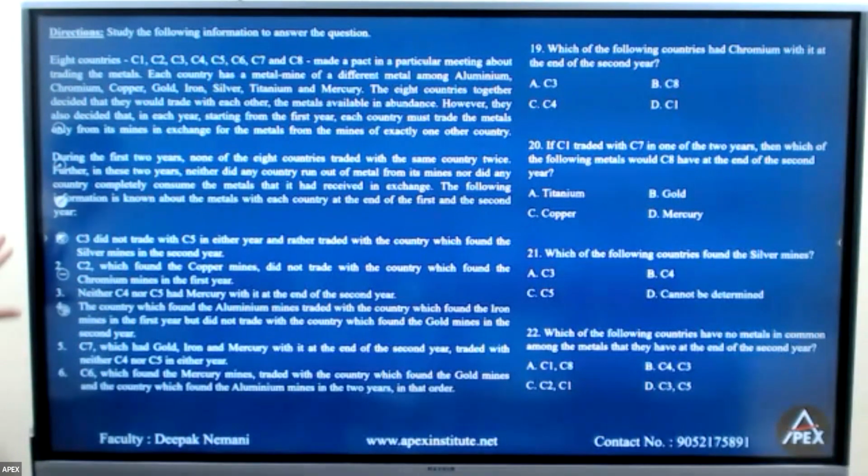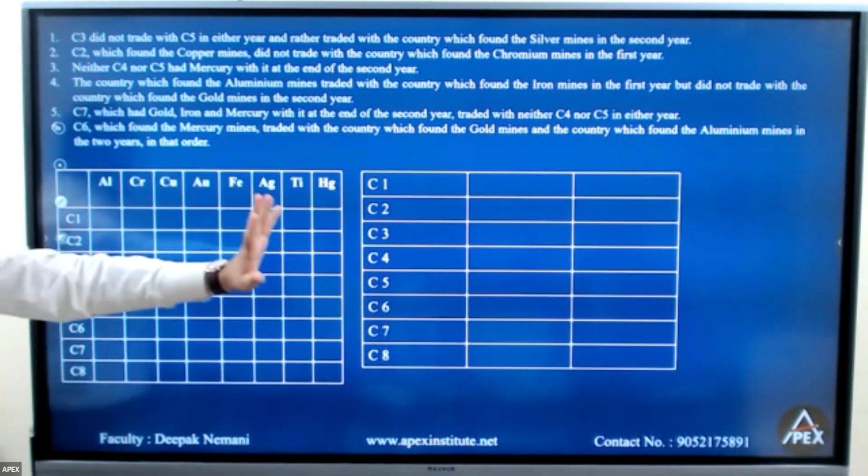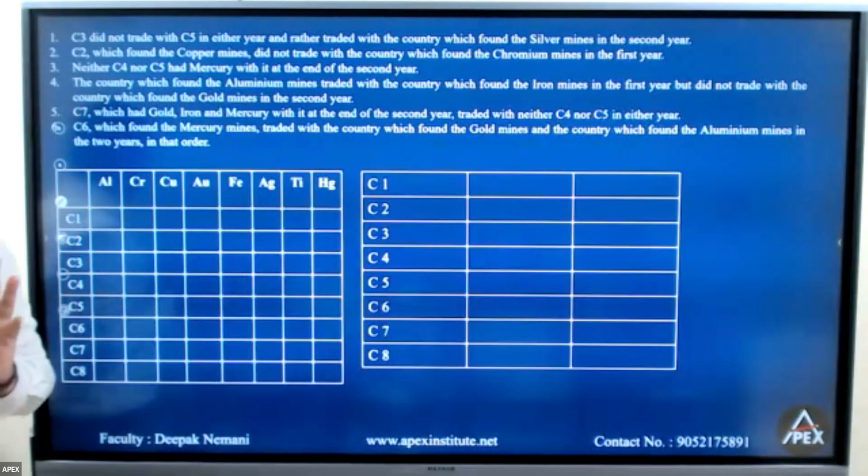Okay. Now we are given 6 statements giving us which country traded with which metal or with which country in some of these 2 years. That is the data given. Okay. So I will be making a table like this. So when I solve this set, I have made a complete table using ticks and cross.